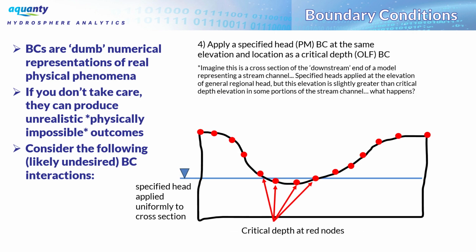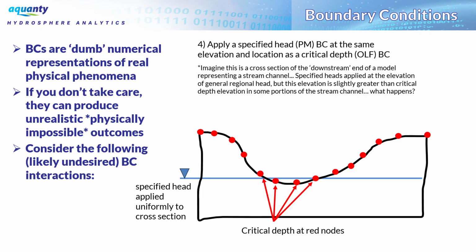This is actually an example that we see frequently if you're running a small site scale model, let's say of a particular stretch of a stream, and we're looking here at a cross section at the downstream side of the model. Maybe we've applied some critical depth boundary conditions on the surface so that whatever water accumulates in the stream channel itself just flows out of the model. But at the downstream side, maybe we've also applied a specified head uniformly across the downstream cross section to represent regional groundwater levels.